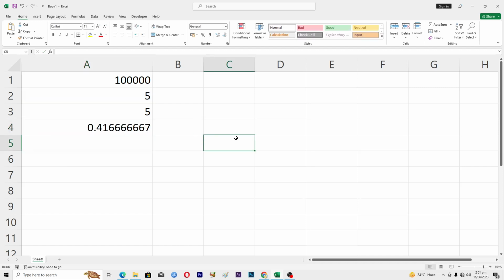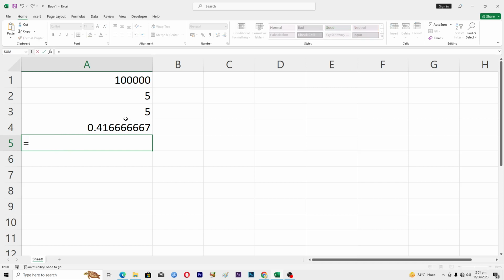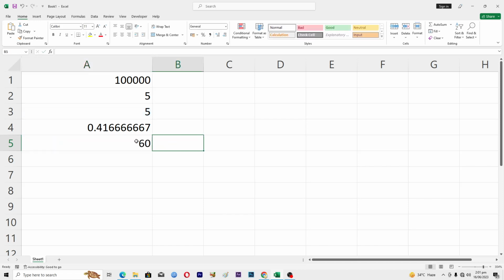Okay, and now we have to calculate the total number of months for which we have to pay the interest. So in this cell A5 I will use this formula, equal to, and then we have 5 years, so 5 multiplied by 12 here, and then here we go. So we will have 60 months here.